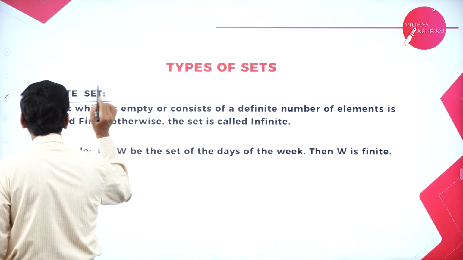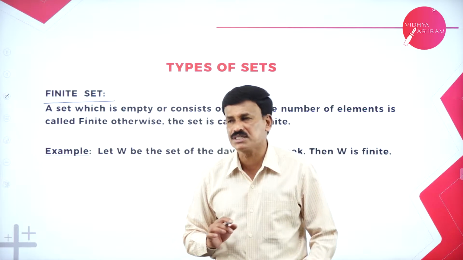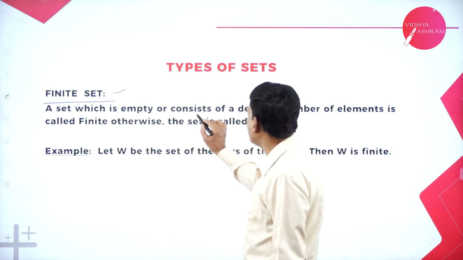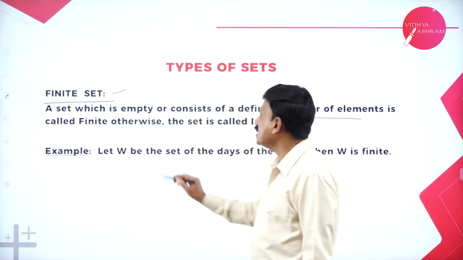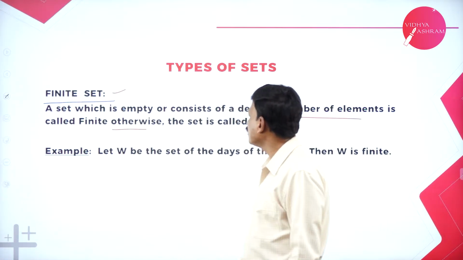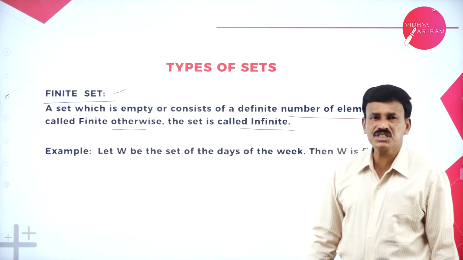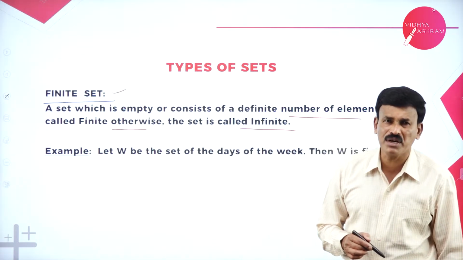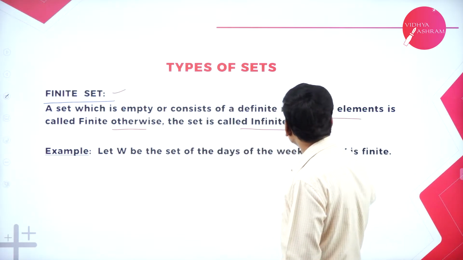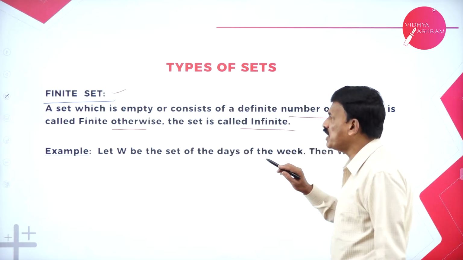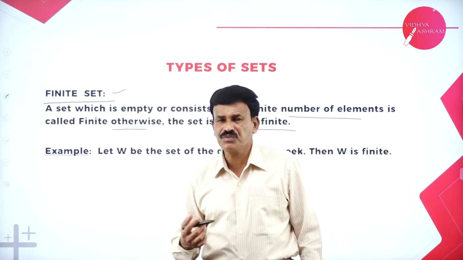Finite set. Finite means a set which will have a definite number of elements. A set which is empty or consists of a finite number of elements is called a finite set. Otherwise, it is called an infinite set. So, a set which is empty or consists of a definite number of elements is called a finite set. Otherwise, it is called an infinite set.